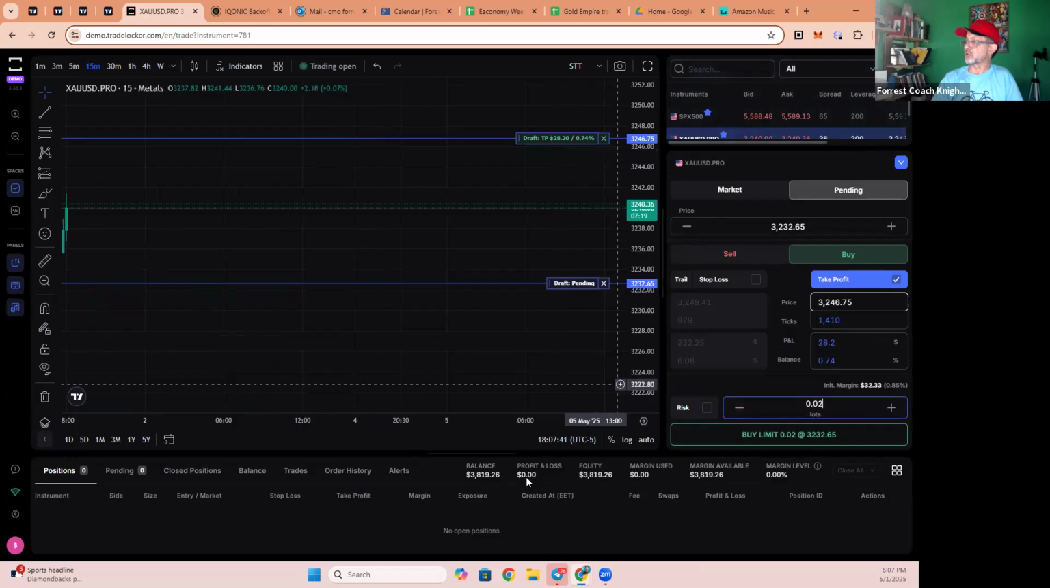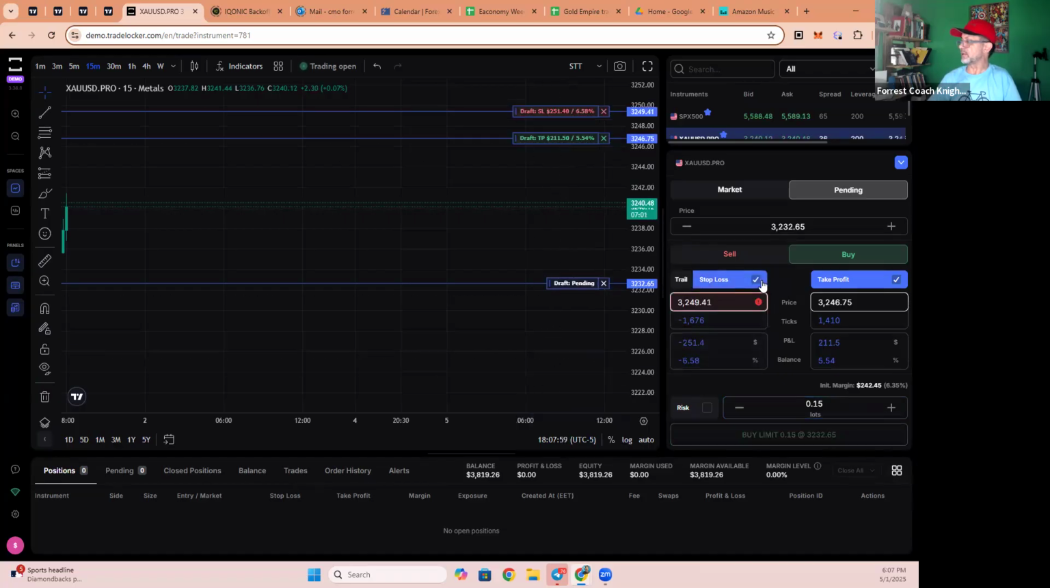Am I okay with making $28 on a $3,000 account? Of course, I'm going to bump this up a little bit because I want to get better returns on that. My goal is somewhere around 9%, so let's go with 0.15. Yep, 0.15 puts me just under 6%, so $211. Now my question is on my stop loss side. So I know how much money I'm going to make if this triggers and it comes up to TP1.